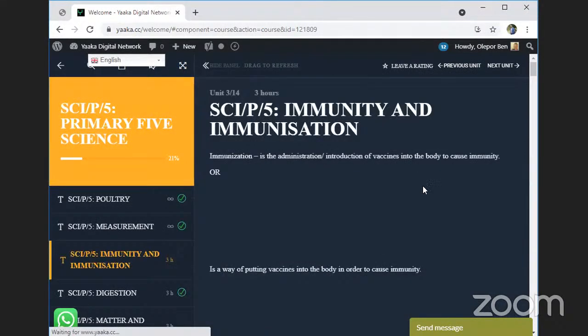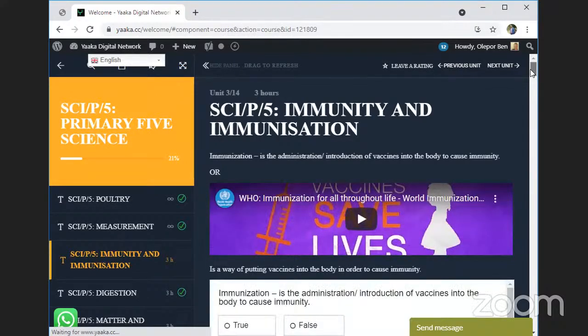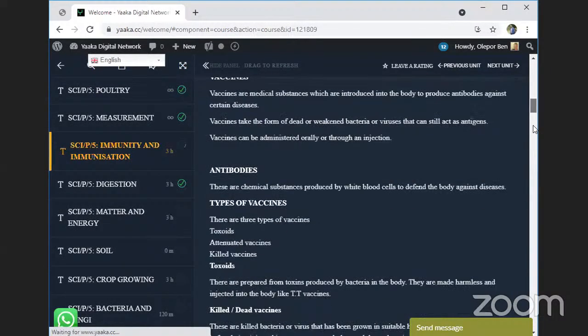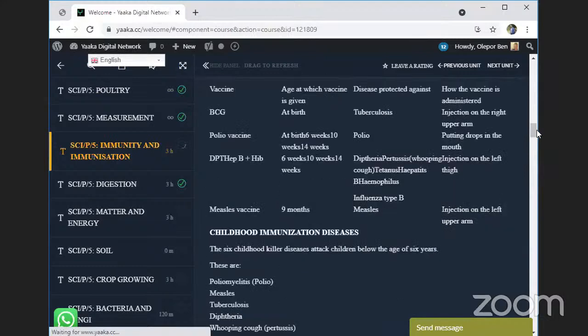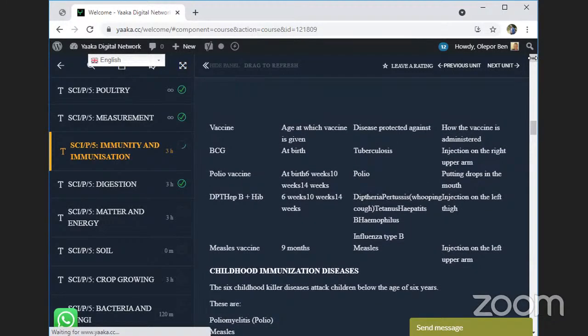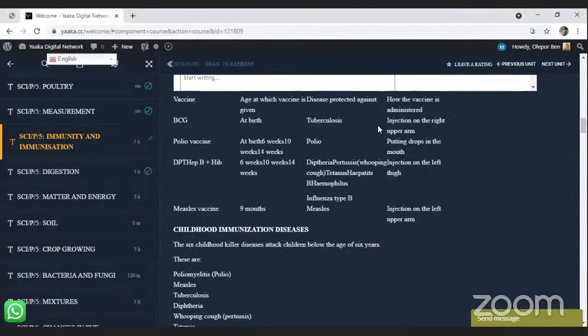causes, mode of spread, signs and symptoms, effects, and prevention of childhood immunizable diseases. Disease, cause, spread, signs and symptoms, effects, prevention.